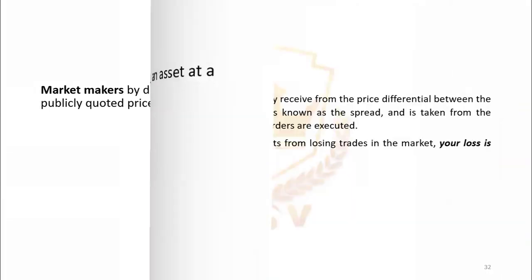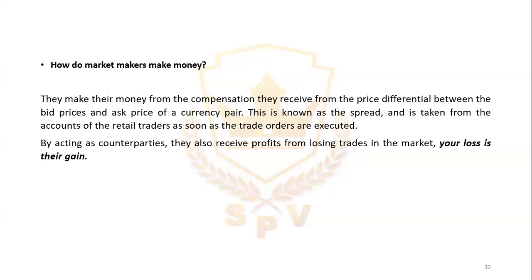So how do market makers make money out of this? They receive money from the price differential between the ask price and the bid price of a currency pair. So they have the buying price and the selling price. And the difference between the buying price and the selling price is what we call their margin, their profit. It is known as the spread, and it is taken from the accounts of a retail trader as soon as their trade orders are executed. So the spread is their profit.